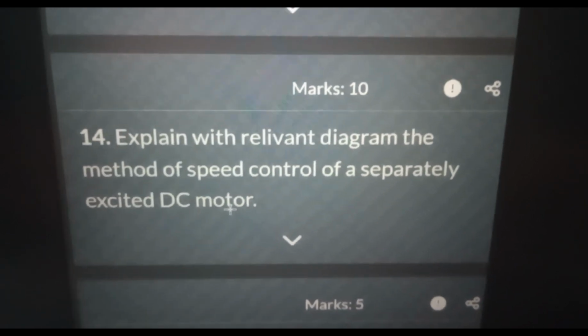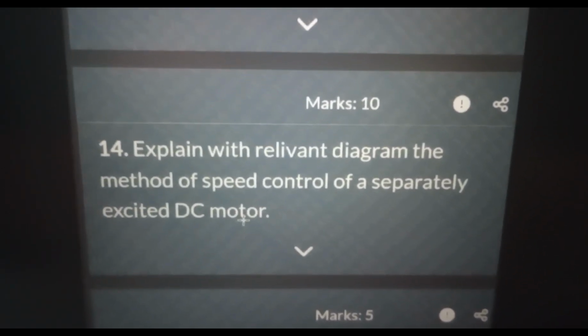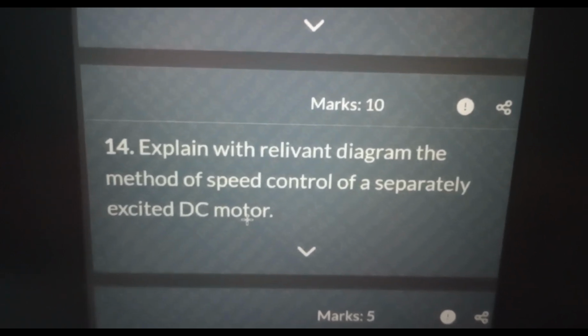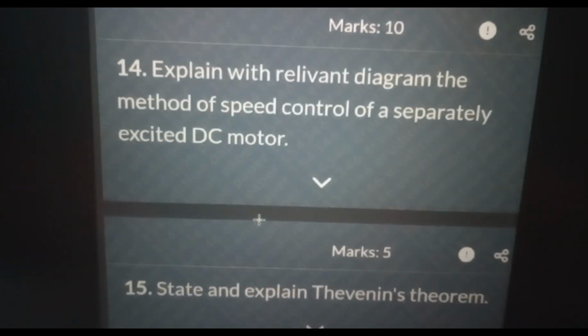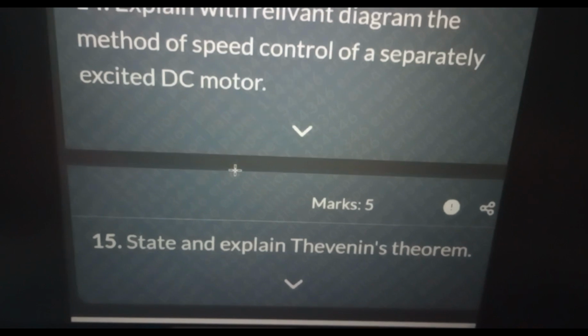Number 14. Explain with a relevant diagram the method of speed control of a separately excited DC motor. Number 15. State and explain Thevenin's theorem.